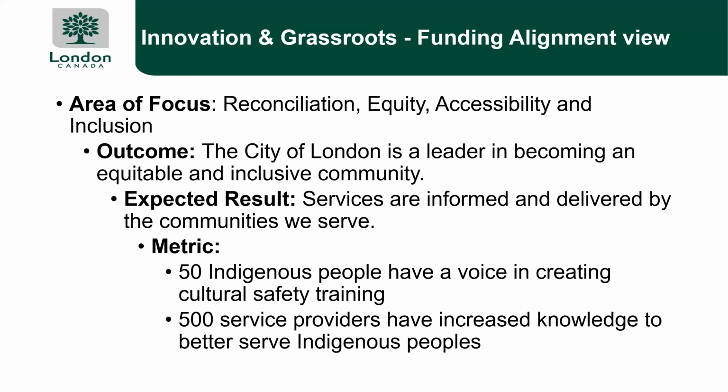And then the metrics that were created are 50 Indigenous people have a voice in creating cultural safety training, and 500 service providers have increased knowledge to better serve Indigenous people. So you can see by selecting that area of focus right at the top, which is big and overarching, when you break that down by providing that project, the impact is to the Indigenous people that are participating as a voice in creating cultural safety training, as well as the impact going into those 500 service providers who have increased knowledge now.